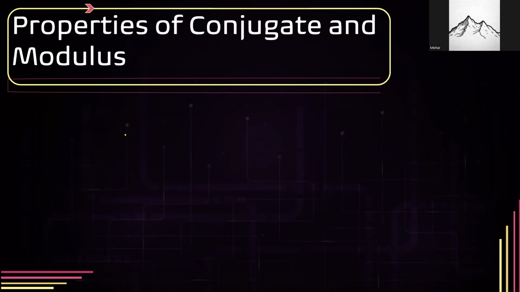Hi everyone. In this lecture video, I'll be doing properties of conjugate and modulus followed by questions on this topic. So the first property that you are going to write is based on conjugate. So if Z is A plus IB, we know that Z bar is defined as A minus IB.